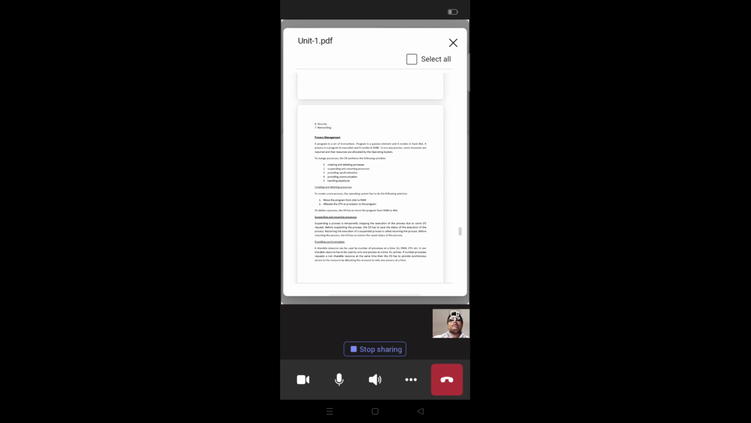Providing communication. If there are a number of programs belonging to the same application, then there should be some communication between the programs for sharing or accessing the data. The OS has to provide this communication between the programs.